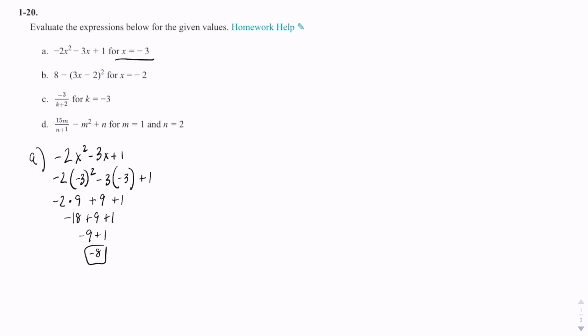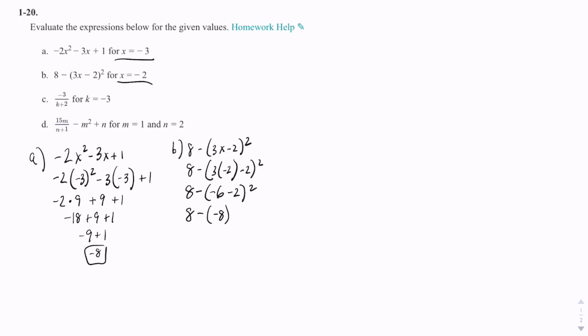For B, let's do B. We have 8 minus 3x minus 2 squared, and they're giving us x is negative 2, right? X is negative 2. So let's substitute a negative 2. 3 times negative 2 minus 2 squared. One step at a time, right? 3 times negative 2 is negative 6 minus 2. Negative 6 minus 2 is negative 8, right?